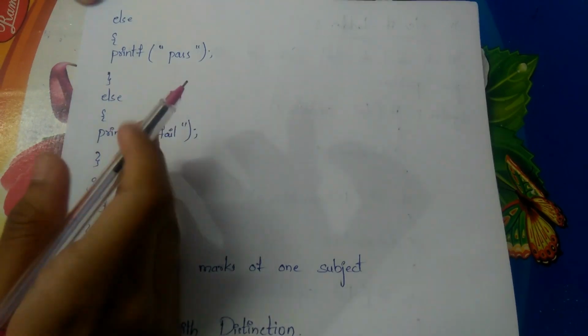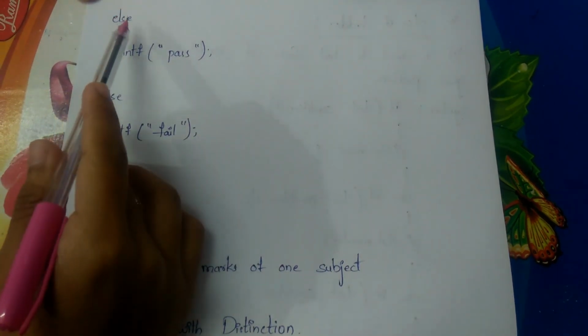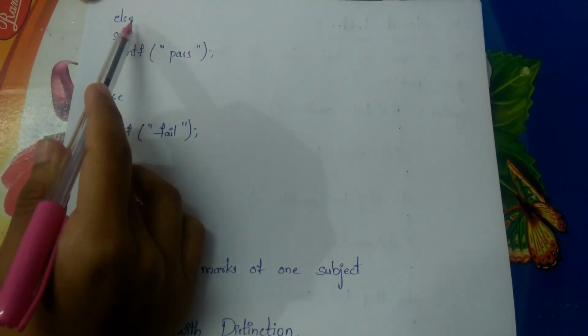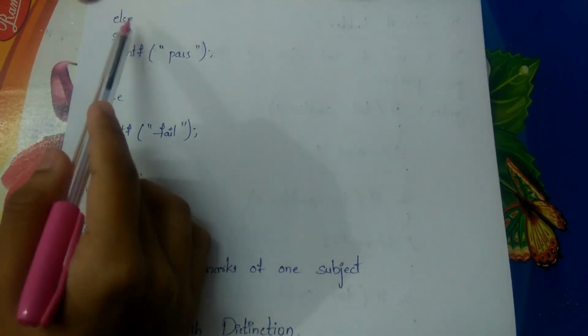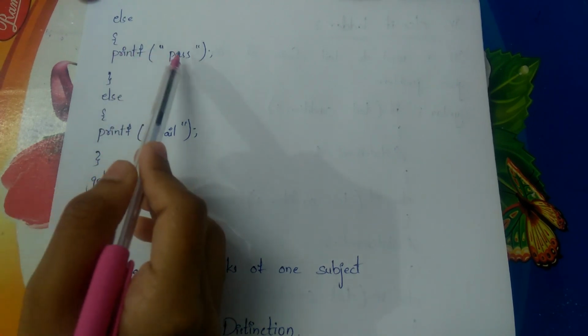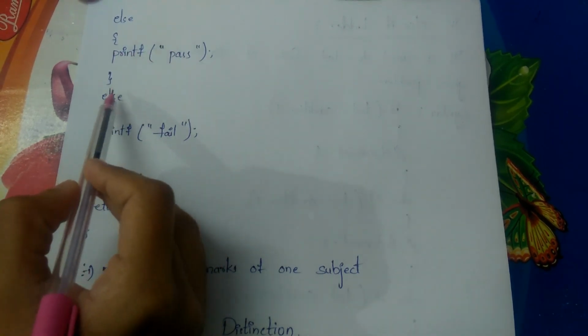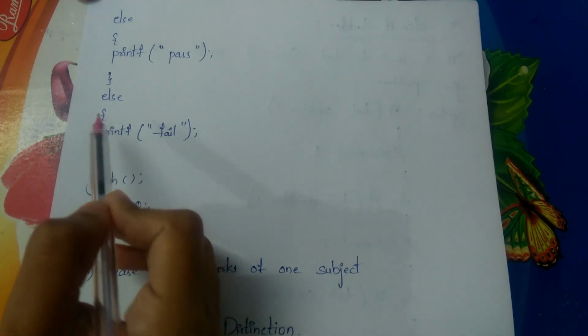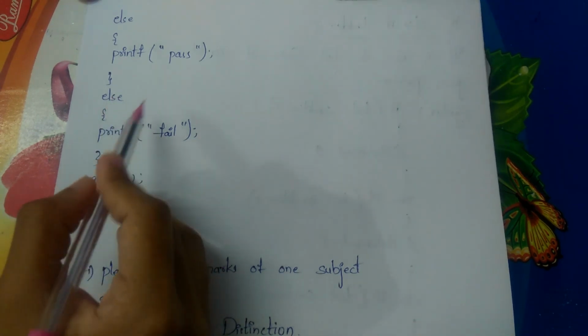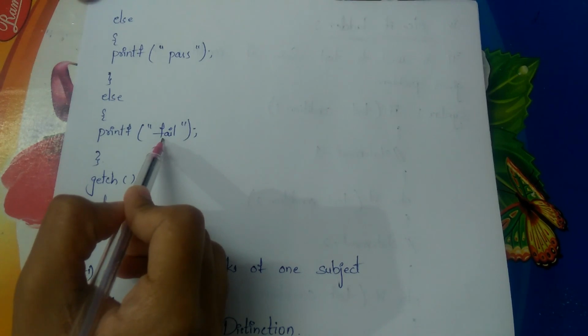Now after the if statement we have the else. So if that statement, the test condition, is false, then this statement will be executed. So in the else I am writing printf pass. Now the next else statement. So this is the final else for the test condition 1. So in this else I am printing the printf, that is fail.